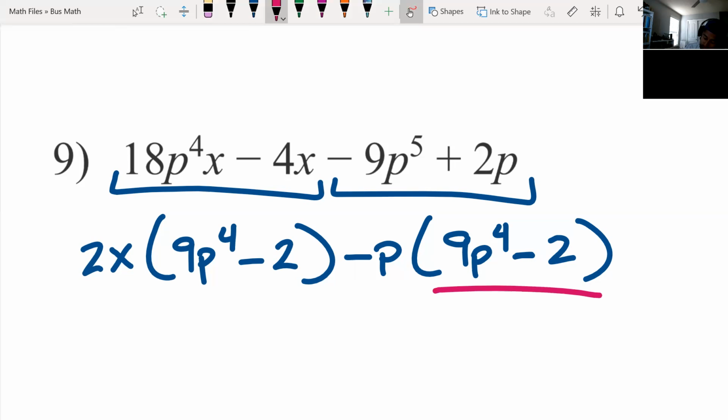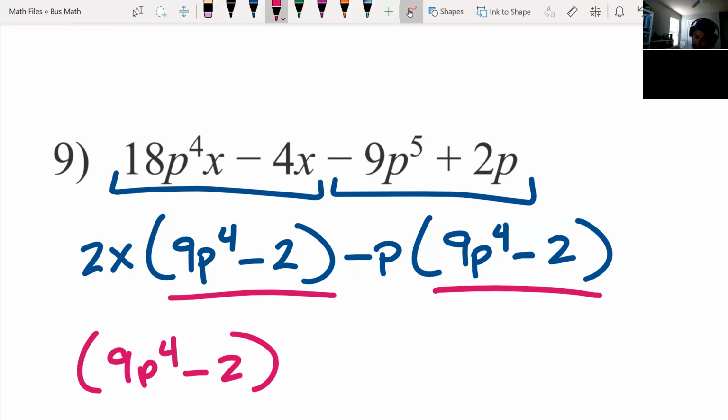And then the common factor, take it out. 9p to the 4th minus 2. And what's left over? 2x minus p. Good. There you go.